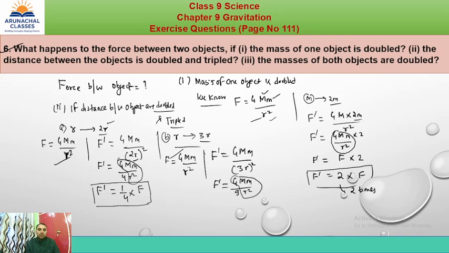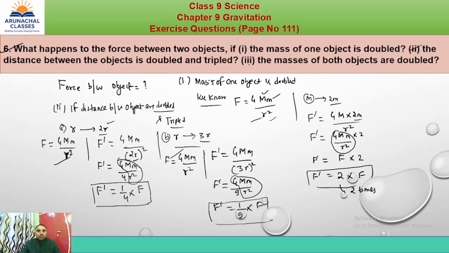Now this capital G, capital M, small m upon r square can be written as F. So the new force of attraction will be 1 by 9 times the previous force of attraction when the distance between the two objects is getting tripled. So this is how we will solve the second part of the question.